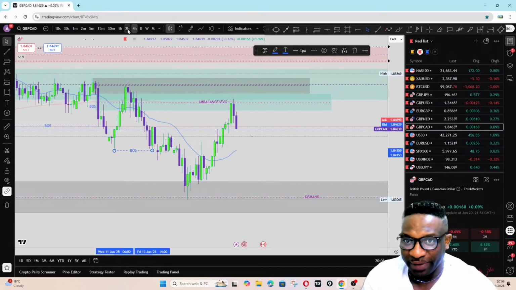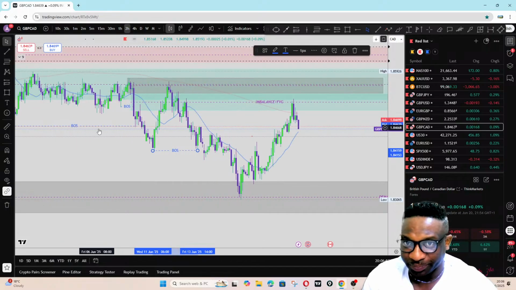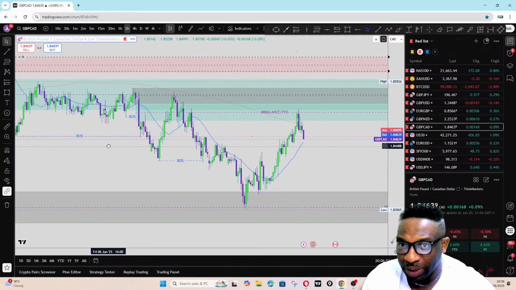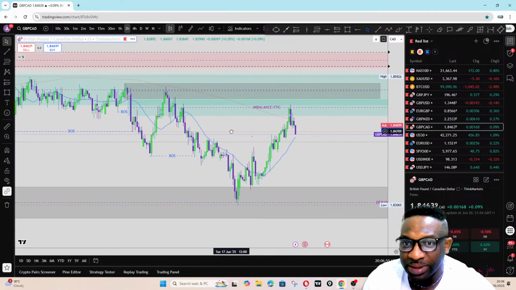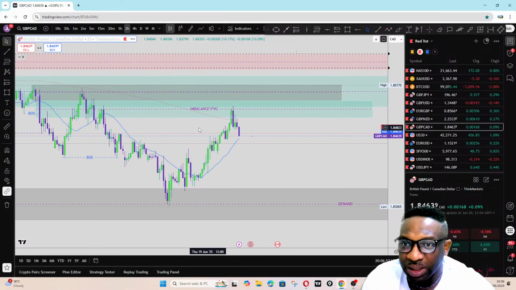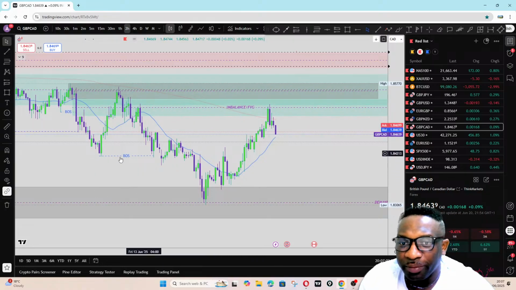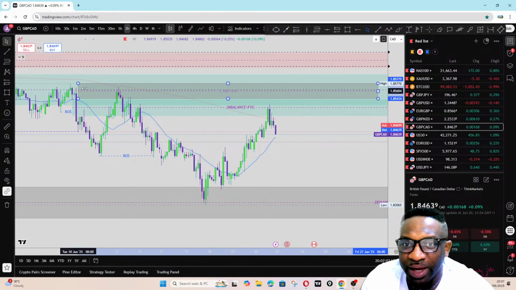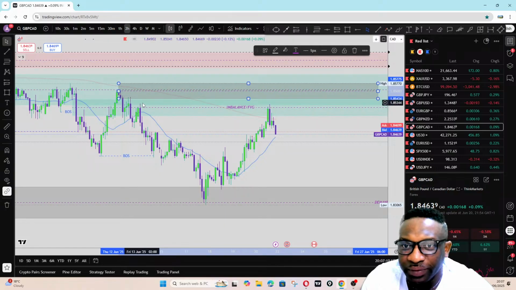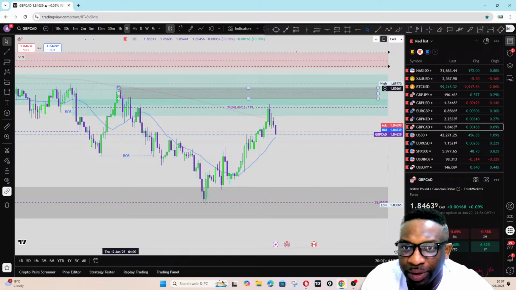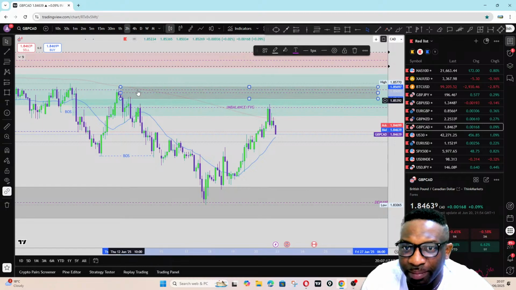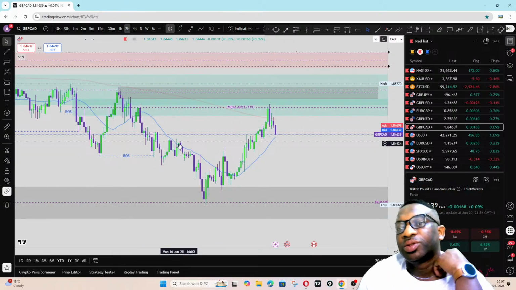You can further refine this to 2 hours. If we go down to 2 hours, we can further refine these areas and make it even more interesting. From this break of structure here, we can further refine this area of demand to this here on the 2-hour time frame.